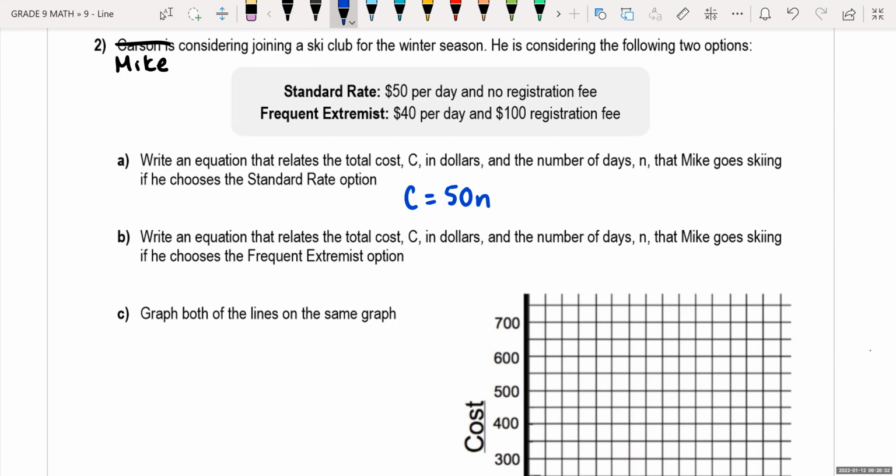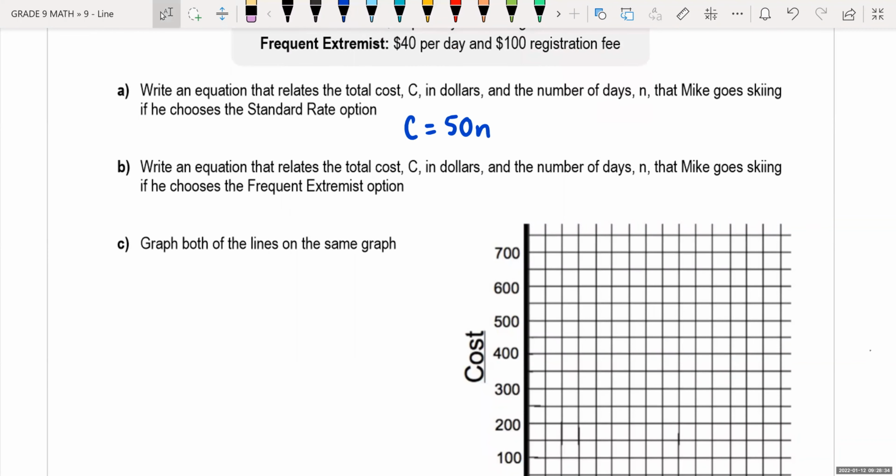Write an equation that relates the total cost C in dollars and the number of days n that Mike goes skiing if he chooses the frequent extremist option. Okay, now this equation is going to look a little different. Cost is equal to, per day, Mike is going to be paying 40 times n, but then there's also a $100 registration fee. So it doesn't matter how many days he goes, he's still going to have to pay that $100 registration fee, right? Okay, so that equation is going to be 40n plus 100.